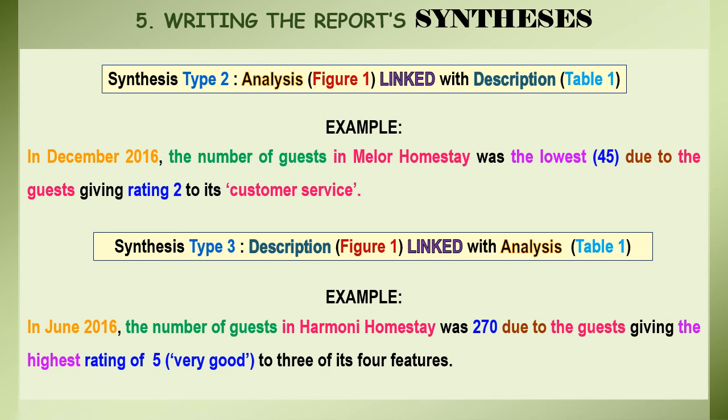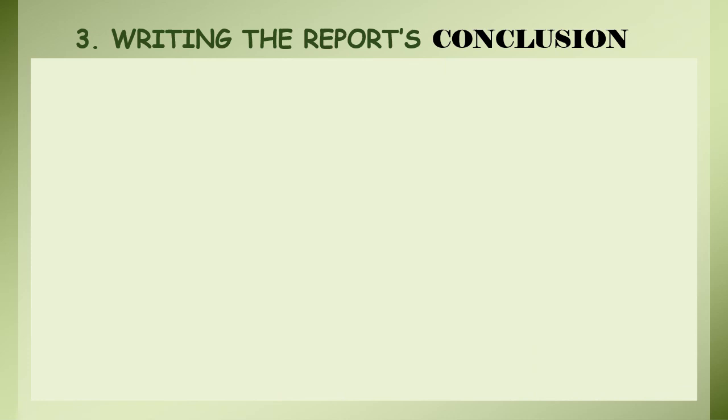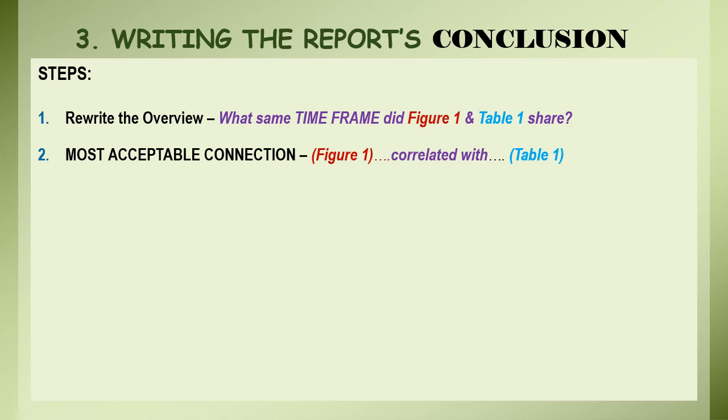Important note: when you write a synthesis, you are linking the 2 visuals given. You must make sure that one of the information in the synthesis is a complete analysis. Now, let's look at the last component of the report, the conclusion. Here are the steps. First, look at the overview and rewrite the overview. Next, look at the connection between figure 1 and table 1.